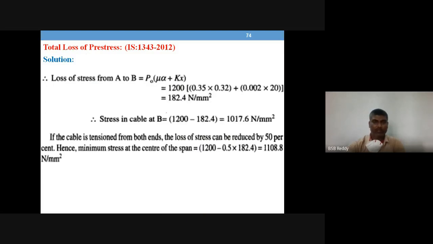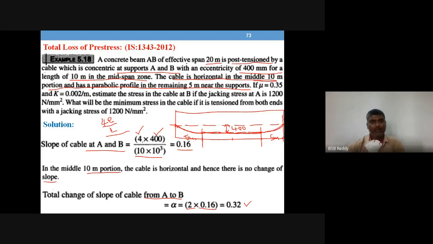Next, going for only frictional loss, the data provided here is only about frictional loss. Mu value is 0.35 and k value 0.002 per meter. Estimate the stress in the cable at B if the jacking stress at A is 1200 Newton per mm square. Now P naught is given. You have to find Px. What will be the minimum stress in the cable if it is tensioned from both the ends with a jacking stress of 1200 Newton per mm square?